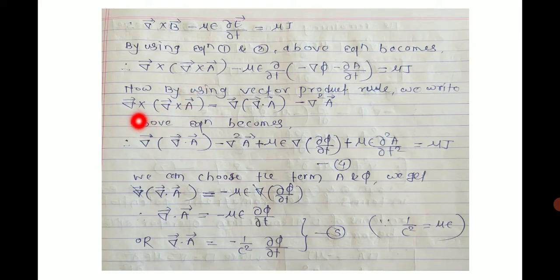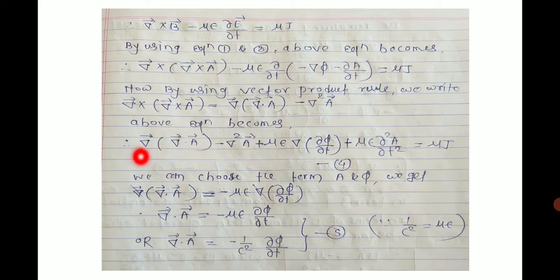We write del cross A is equal to del (del dot A) minus del square A. Then the above equation becomes del (del dot A) minus del square A plus mu epsilon del/del t of del phi, plus mu epsilon del square A by del t square, is equal to mu J. This is equation number 4.